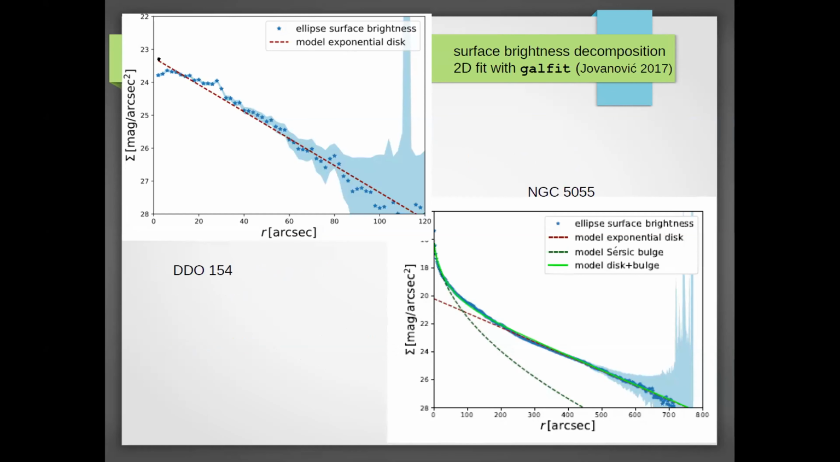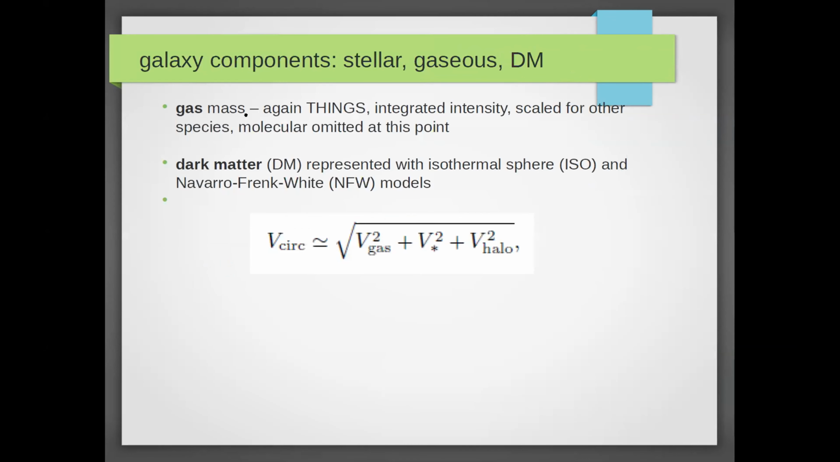So this is a small galaxy that we decided to describe only with an exponential disk. And this is the large galaxy that I presented before, whose stellar component is best explained with an exponential disk and bulge. So this stellar component, like I said, needs to be scaled with the mass to light factor. What are we adding next?